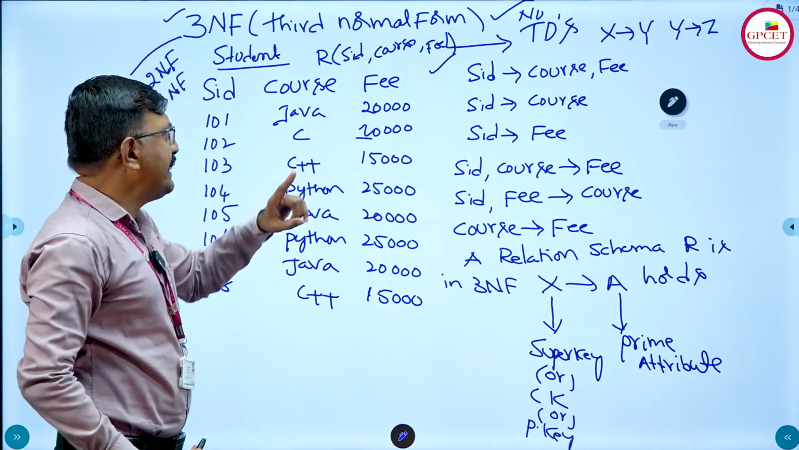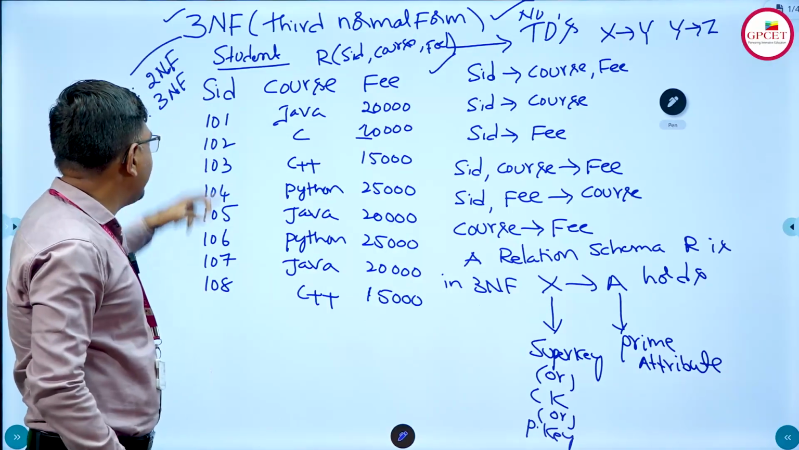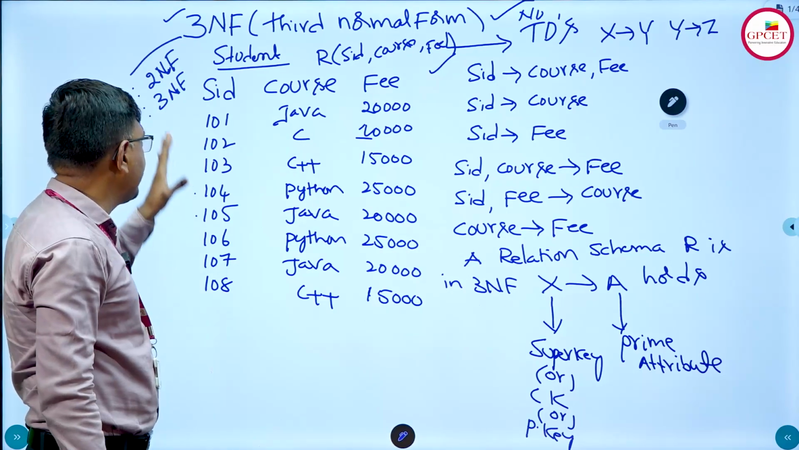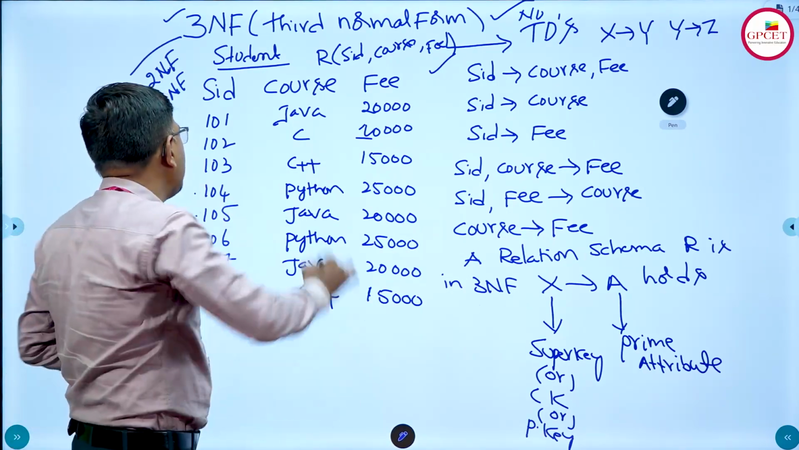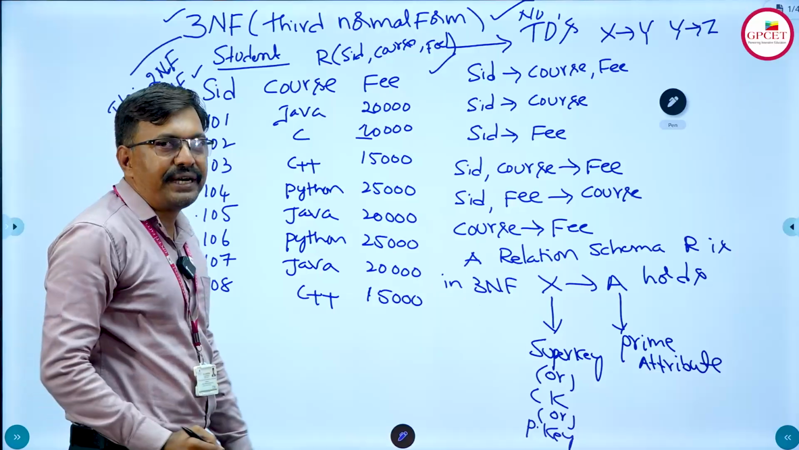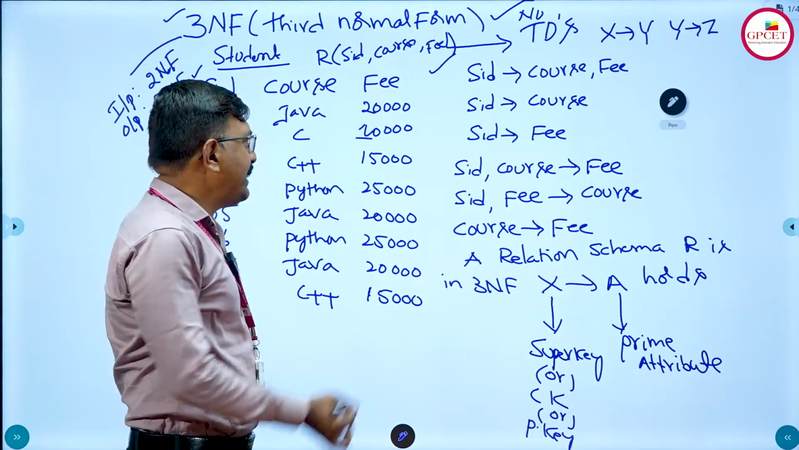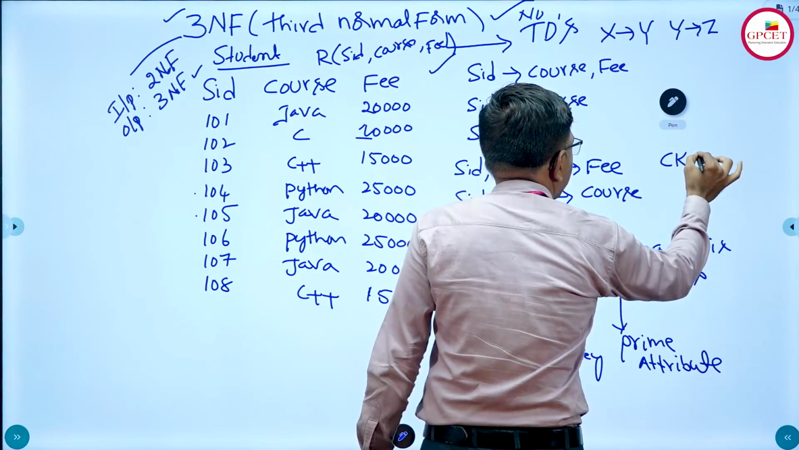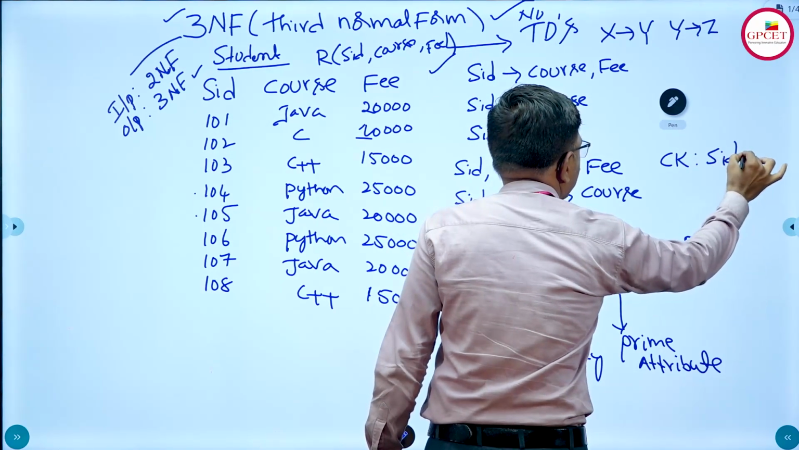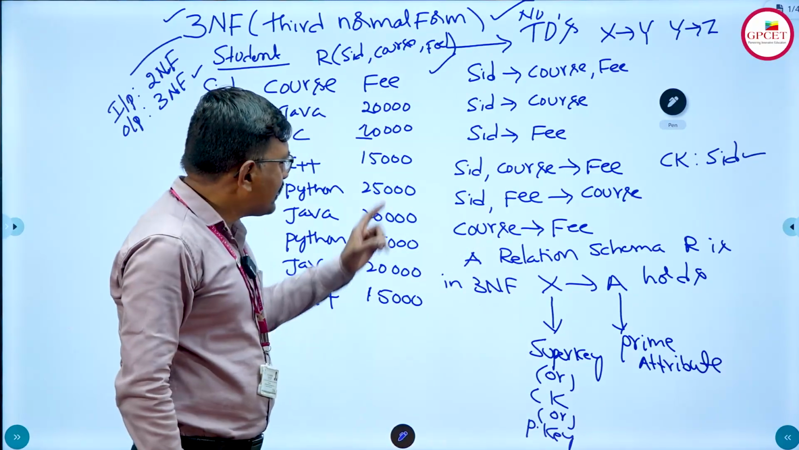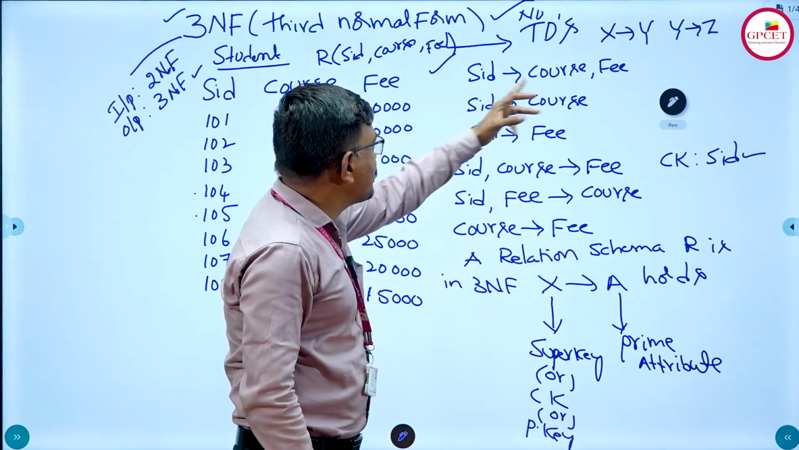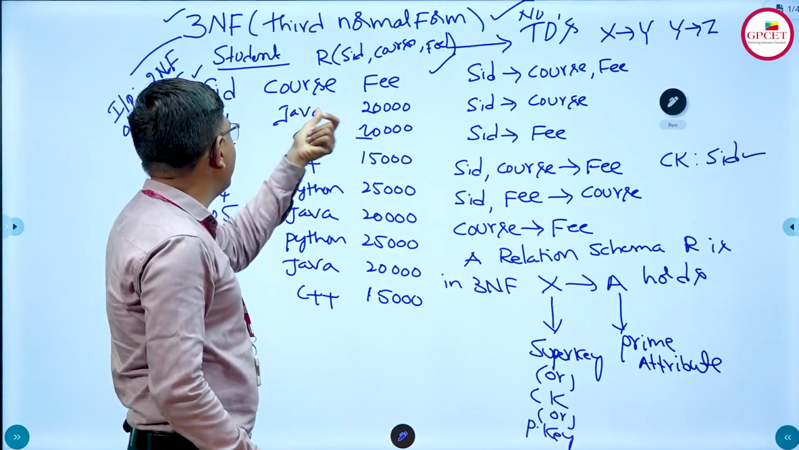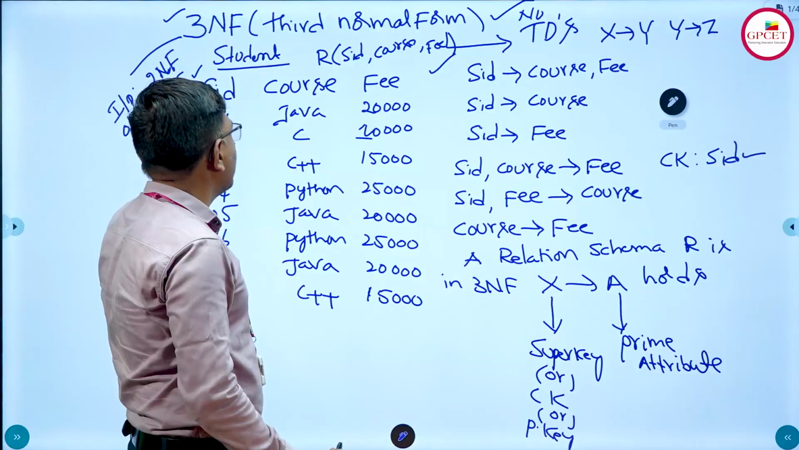Okay, observe here SID tends to course, fee. SID is student ID: 101, 102, 103, 104, 105, 106, 107, 108. There is no duplication. That's why student ID is uniquely identified within the entity set. That's why SID is a candidate key or key. SID, student ID, and then SID tends to course, fee is uniquely identified within the entity set. Course and fee depend on SID.